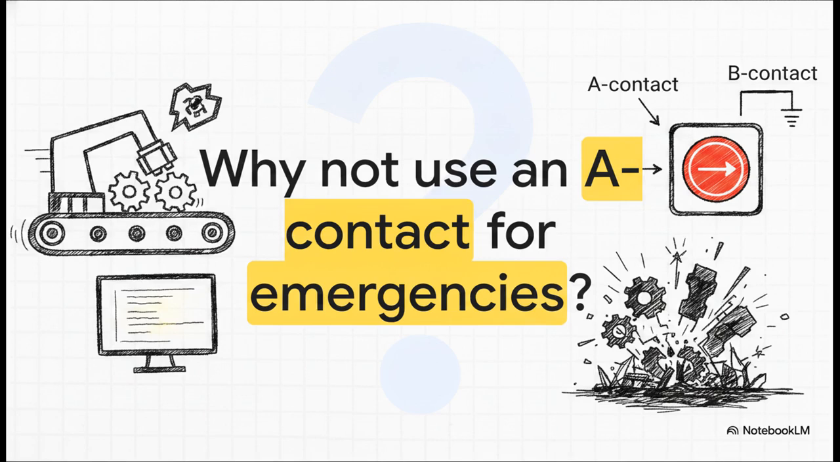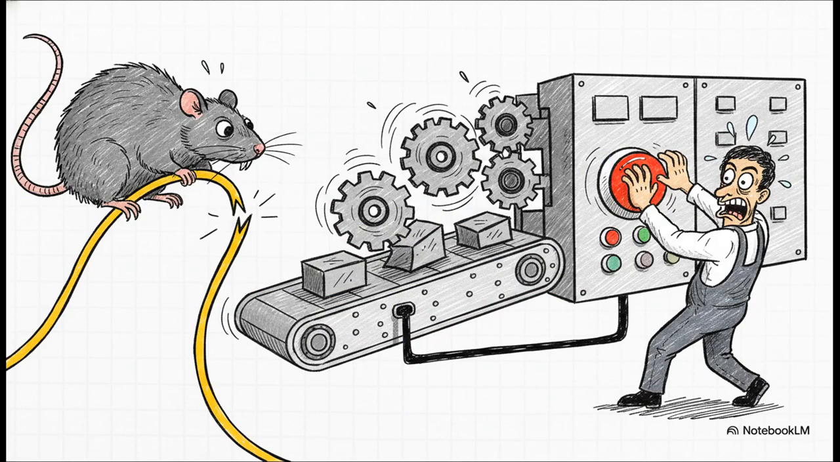Let's see why. Picture this. Deep in the factory, a rat chews through the wire connected to that emergency stop button. If it's an A contact, the circuit is already open by default, but now it's physically broken forever. Suddenly, a worker gets caught in the machine. They frantically smash the E-stop button. But absolutely nothing happens. Because the wire is severed, that stop command can never, ever reach the system. The machine just keeps running dangerously, and you've got a massive hazard on your hands.